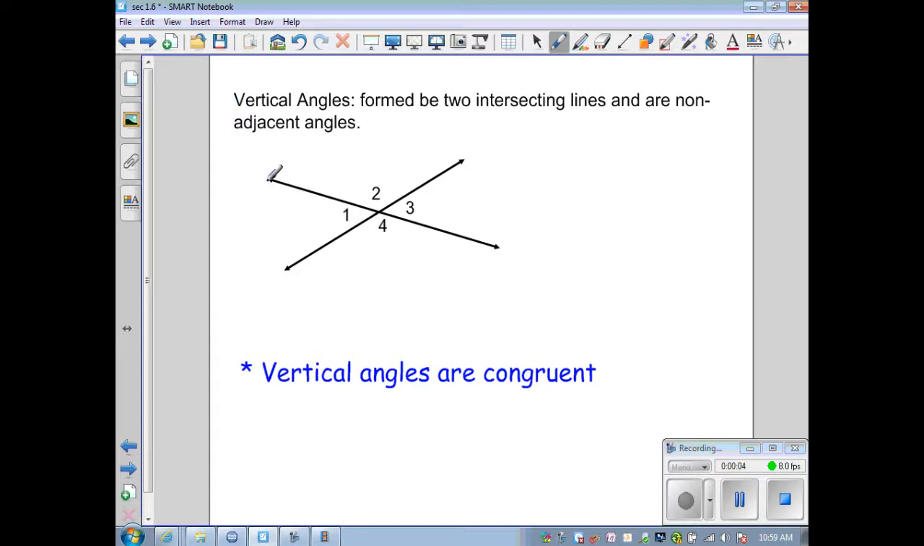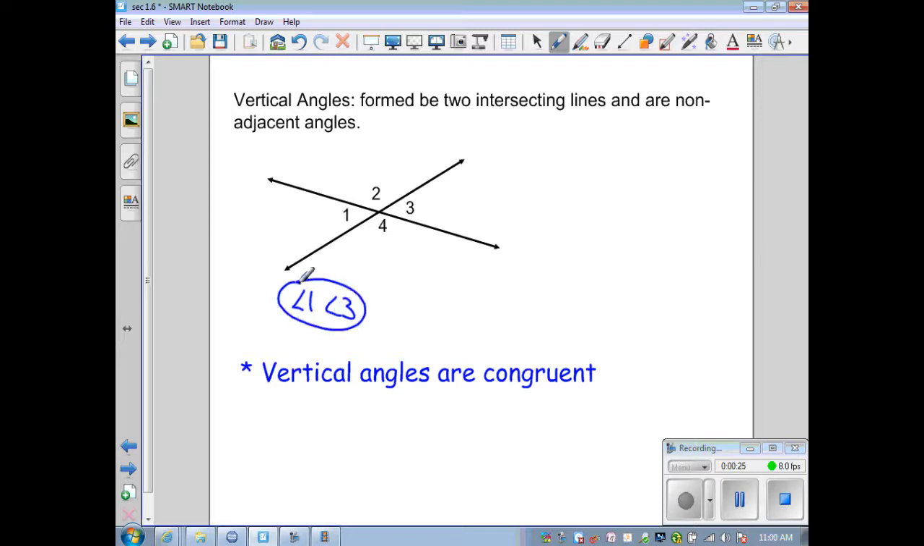Vertical angles. Vertical angles are formed by two intersecting lines, and they are non-adjacent angles. If I choose angle 1 and want an angle vertical to that, I cannot choose 2 or 4 because 2 and 4 are adjacent angles to 1. Therefore, the only other angle that would pair with angle 1 is angle 3.